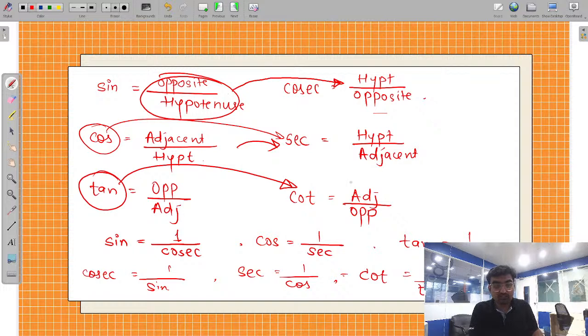Now the next thing you have to remember is tan. How to remember tan?